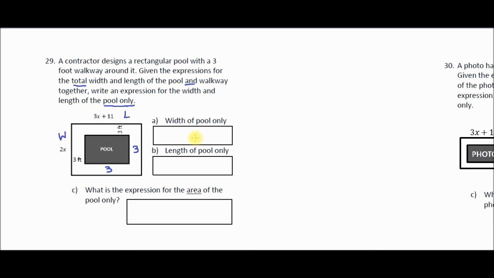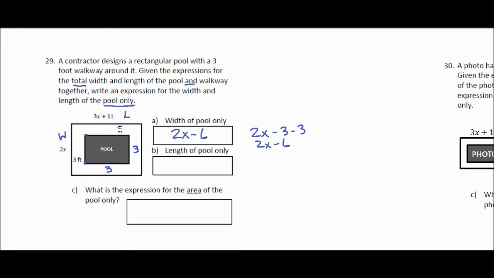It makes no difference. The width of the pool and the walkway is 2x. And we have to subtract 3 feet from the top to get down to this corner, and subtract 3 feet from the bottom to get to this corner, so that all we're looking at is the width of the pool only. So we take 3 feet off the top and 3 feet off the bottom. That means we're taking a total of 3 feet and 3 feet, and that makes our answer equal to 2x minus 6. So the width of the pool only is 2x minus 6.